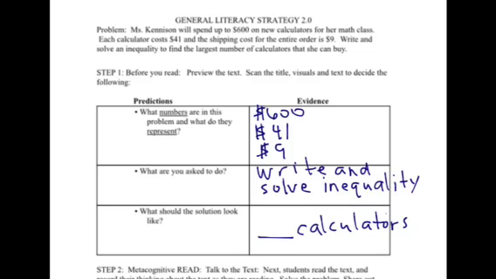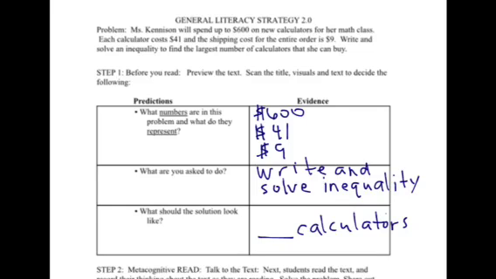How many is she going to get? All right. The next sentence, each calculator costs $41, and the shipping cost for the entire order is $9. So let's think about that one. $41 a calculator, that sounds reasonable. That's cheaper than our yellow ones in the room. And the shipping cost for the entire order is $9. Now, it doesn't say how many things are in that shipping order. If she buys one calculator, that's going to cost her $9 to get it shipped.